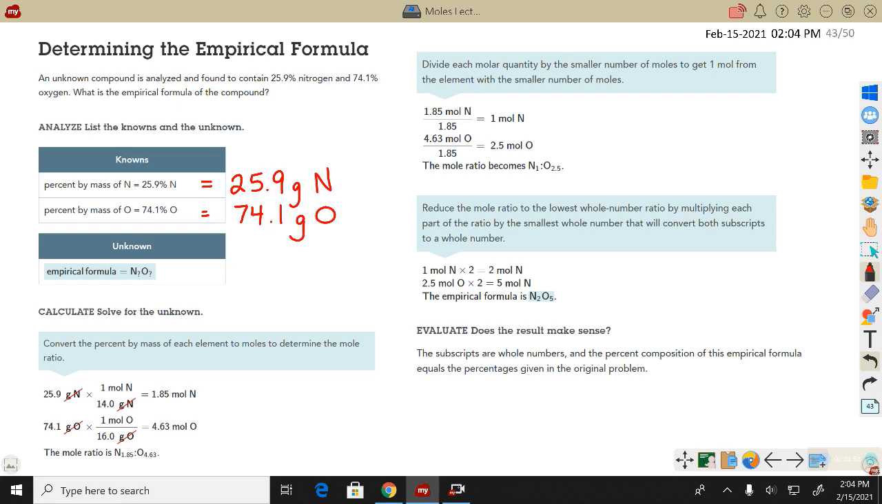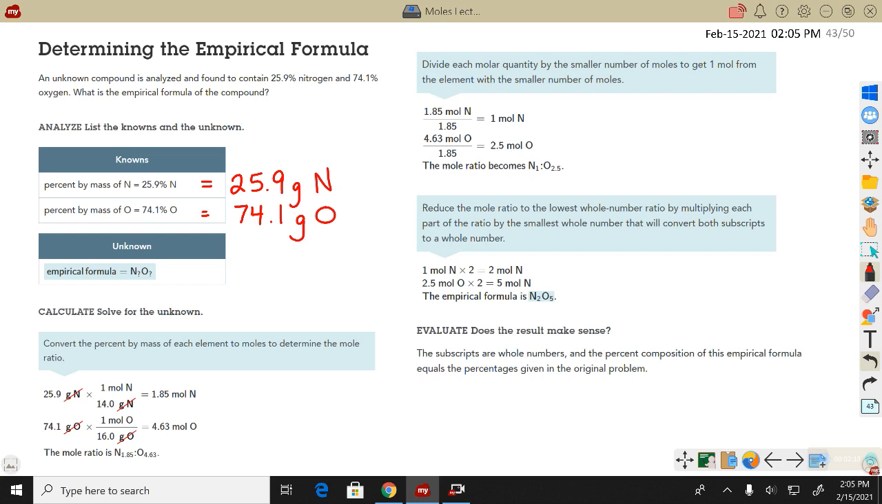Now again, we kind of said you could assume whatever sample size you want, but it's just really easy if you assume 100, because then those percentages automatically become your masses. If you want to assume that you have a 243-gram sample, that's fine, but then you'll have to multiply your 243 grams times 0.259 to figure out how many grams of nitrogen would be in your random sample. So 100 is just easiest.